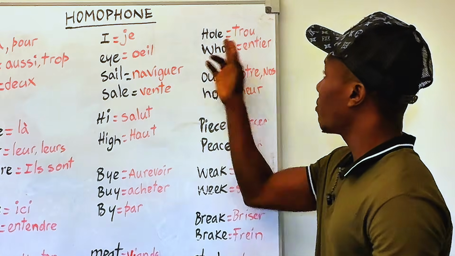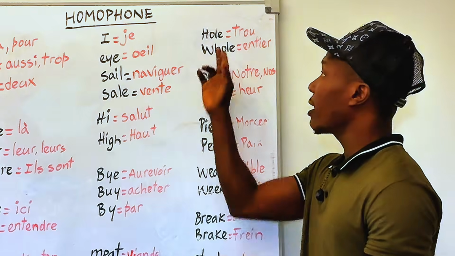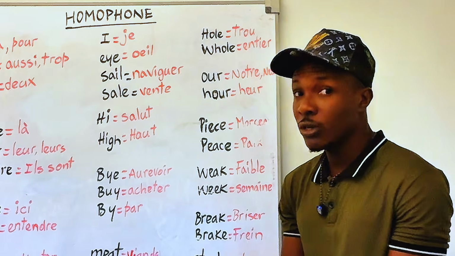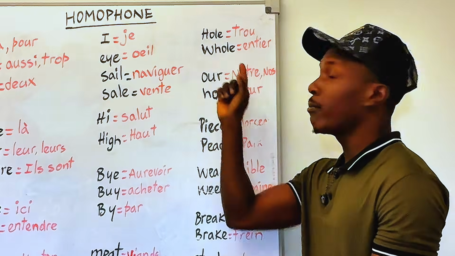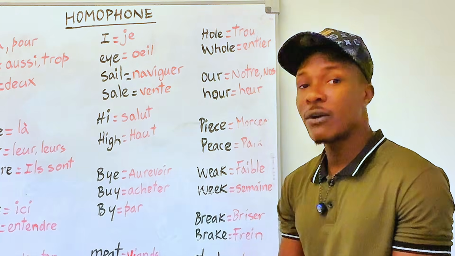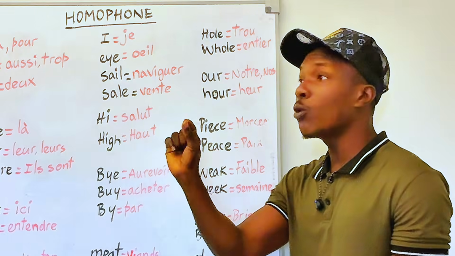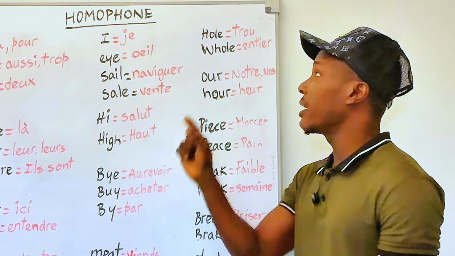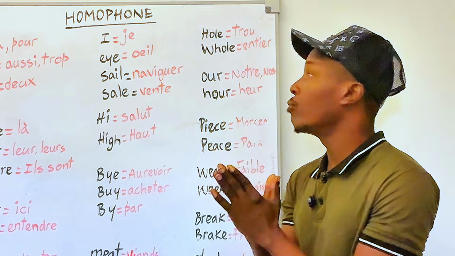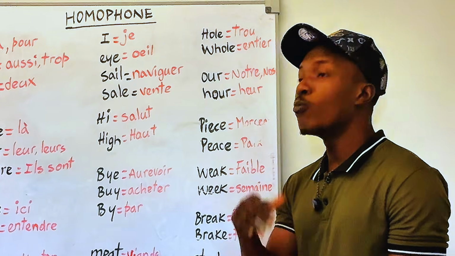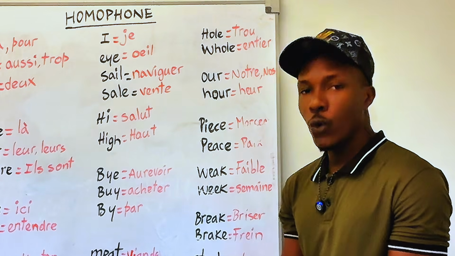Okay, so here we have whole, okay? Whole and hole, same pronunciation, one with W. I said to you earlier, W-H-O-L-E. Actually, we don't pronounce the W. So you say hole, trou. There's a hole in the wall. Il y a un trou dans le mur. So whole, the whole world, le monde entier, the whole world.